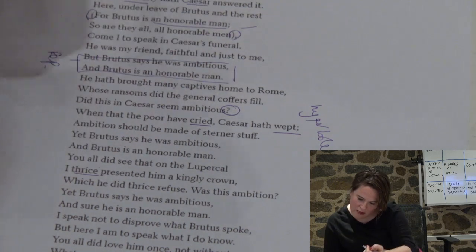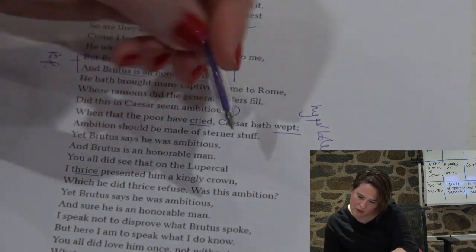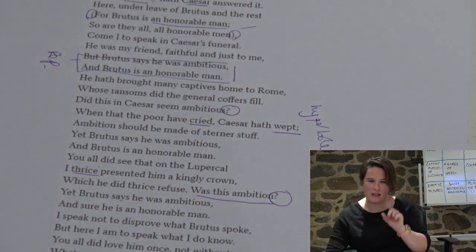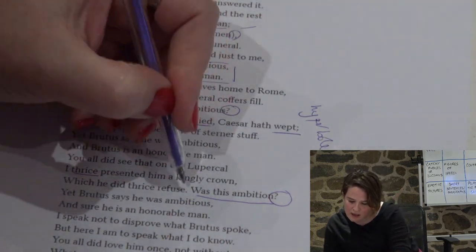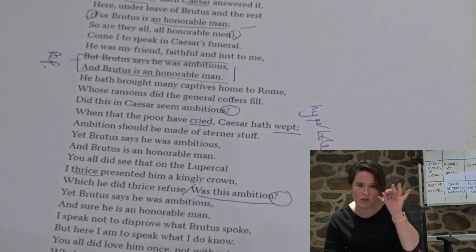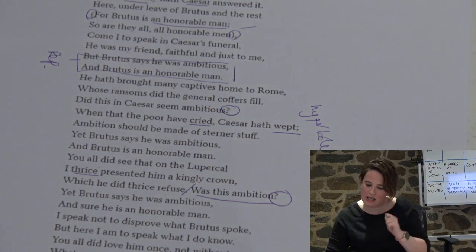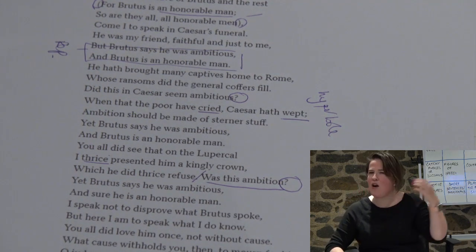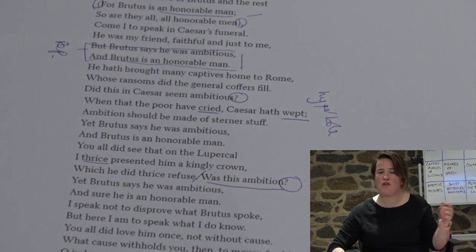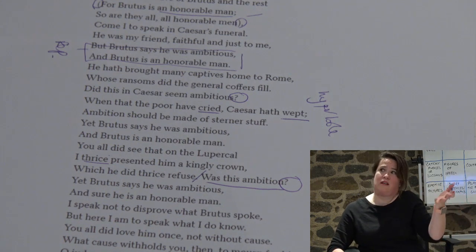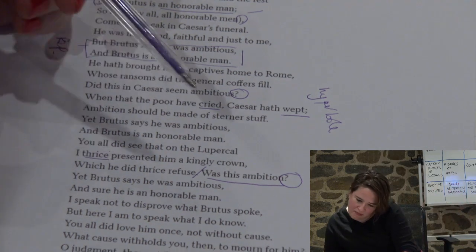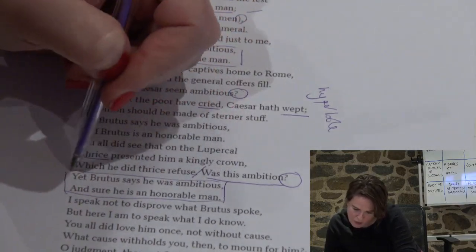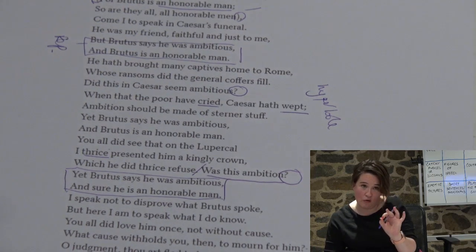You just see at the Lupercal, "I thrice presented him", that means 3 times, "presented him with the kingly crown, which he did thrice refuse. Was this ambition?" Also, short phrases. If you think about analysing structure, a lovely use of a short phrase there. Was this, a rhetorical question, was this ambition? How could he want to set himself up as a god, because he refused the crown 3 times? Come on. And yet Brutus says he was ambitious, and sure he is an honourable man.